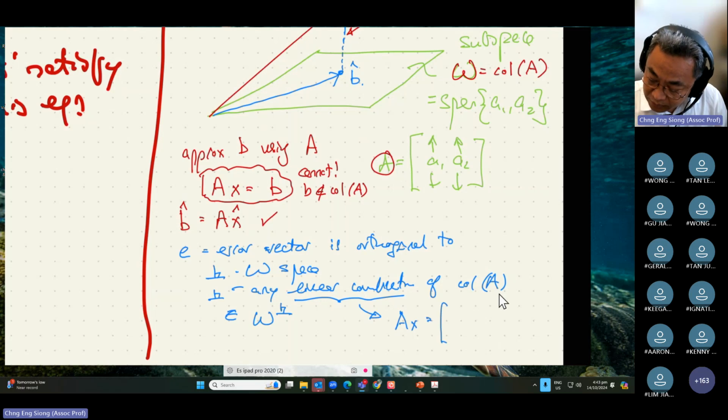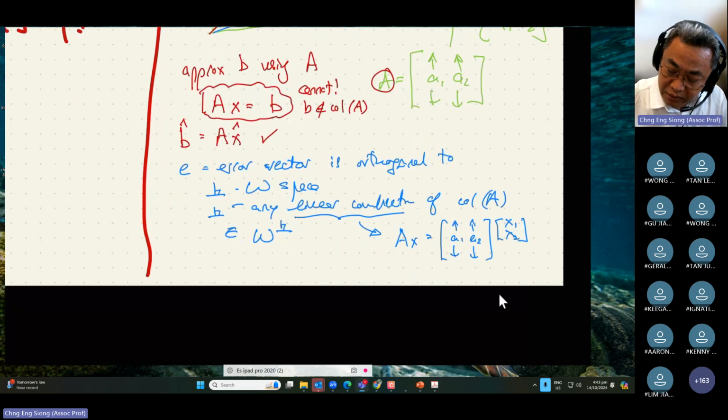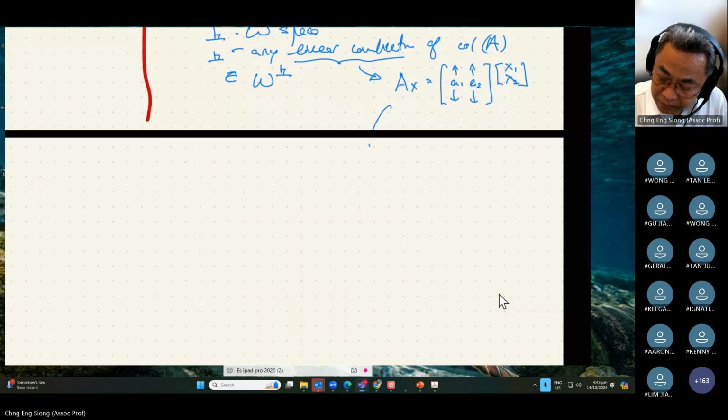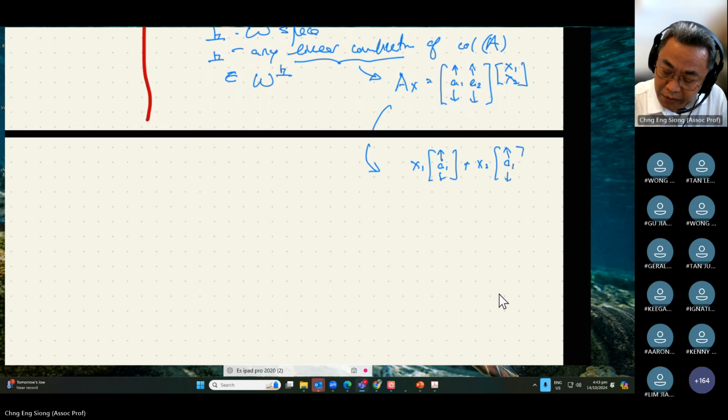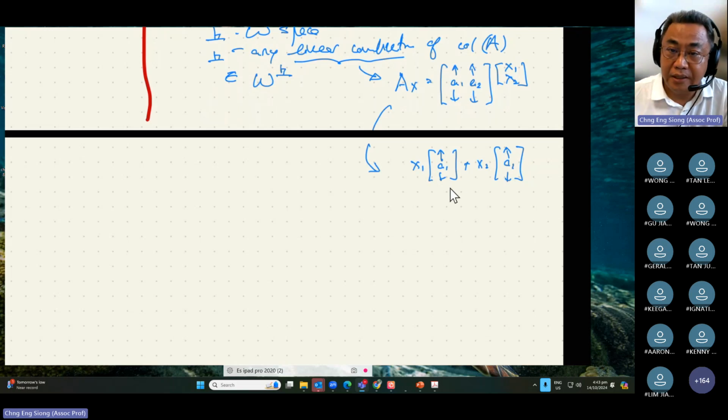Because you look at this. Come, guys. A1, A2. Let's be lazy, okay? I'm just going to write two of them. X1 and X2. See? So isn't this a linear combination of A? This is X1 times A1 plus X2 times A2. And by varying X, I can go anywhere along the column space of A. Okay, so this is what I'm talking about.